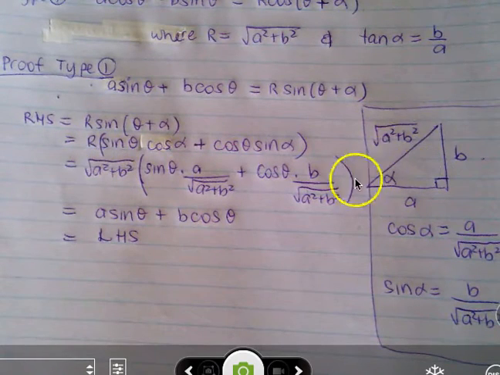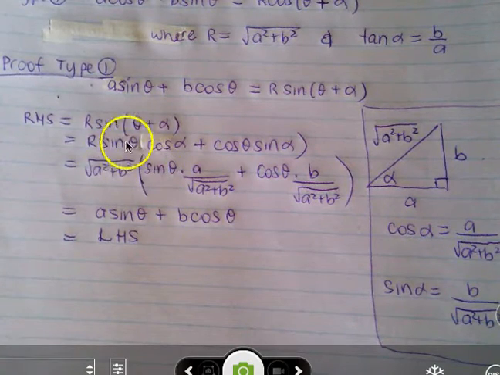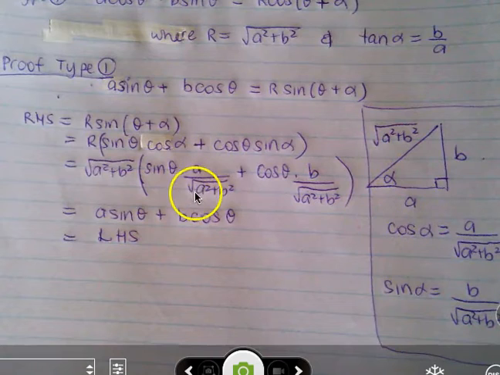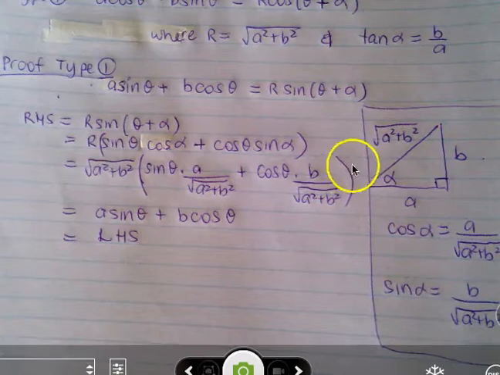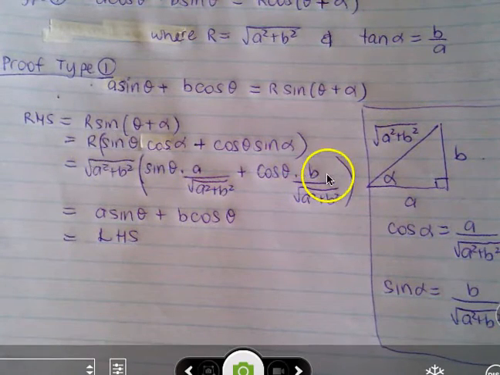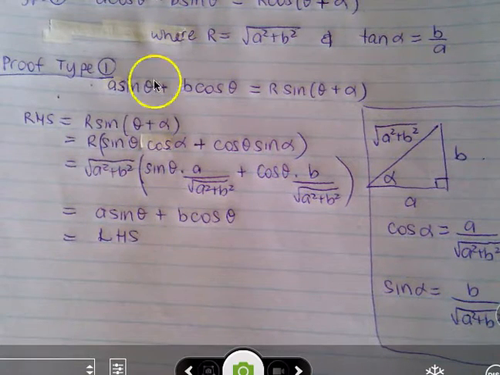And r is the square root of a squared plus b squared. It was given in the definition anyway. Sine theta, I can't change, but cos alpha is down there. I substitute. Plus cos theta, sine alpha is down here. Now, when I expand and multiply each term by the square root of a squared plus b squared, I just get a sine theta plus b cos theta, which equals the left-hand side.